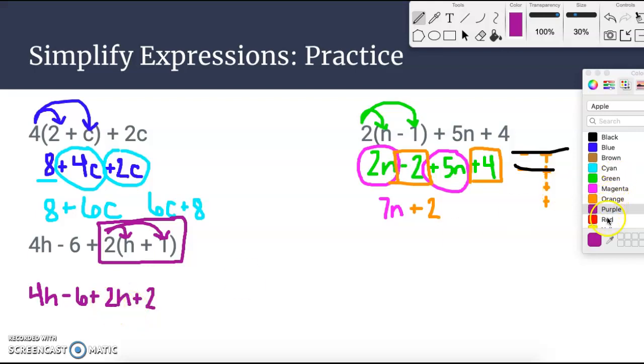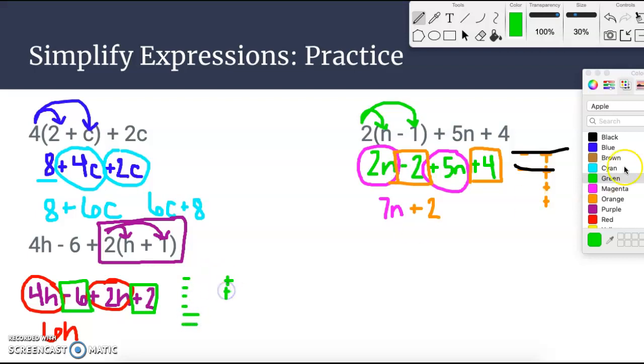Now we're going to combine our like terms. So we have 4h plus 2h, which makes 6h. And then we have negative 6 plus 2. Again, if that helps to use a picture, please feel free. We have 6 negatives and 2 positives. When we cancel the opposites out, we are left with 4 negatives. So this is going to be minus 4. 6h minus 4 is in simplest form. It has no like terms and it has no parentheses.